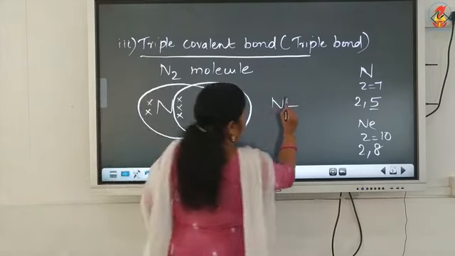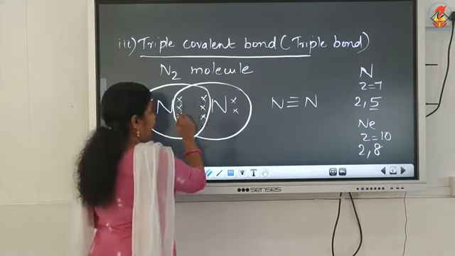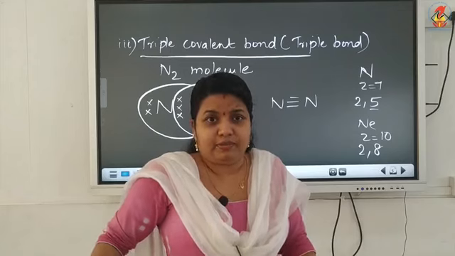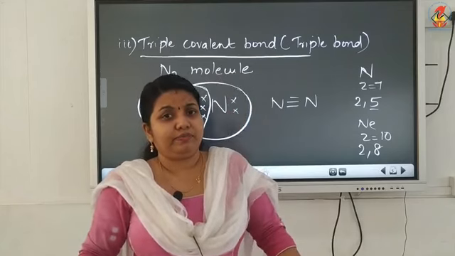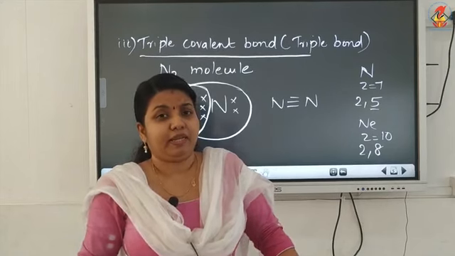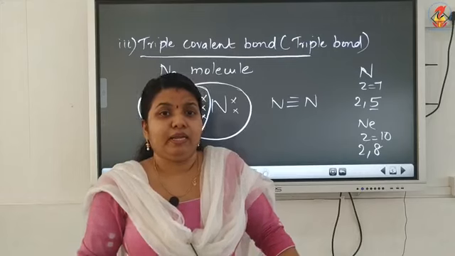So how many bonds are there? 3 bonds. Joining the first electron pair, 1 bond. Joining the second pair, 1 bond. Joining the third electron pair, 1 bond. So we have 3 bonds. We call it as a triple covalent bond or a triple bond. Did you understand? So how is a triple covalent bond formed? By the sharing of 3 electron pairs between the combining atoms. We call it as triple covalent bond or triple bond.